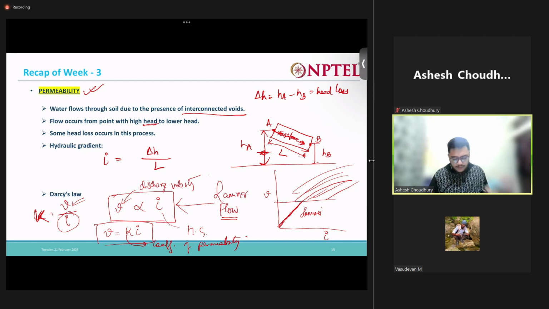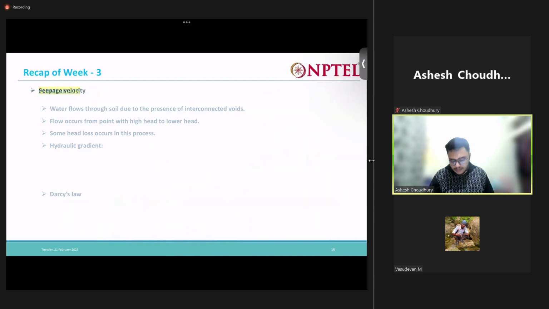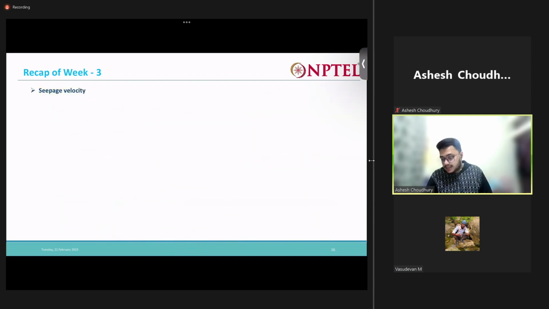So the coefficient of permeability is nothing but the proportionality constant, right? Different types of soils have different coefficients of permeability, so it's a material property of the soil. Different types of soil will have different values of the coefficient of permeability. Next we come to the seepage velocity.